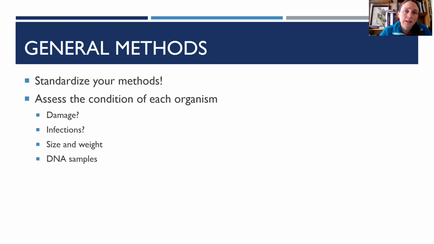You might want to take a DNA sample, blood, or a small piece of tissue or hair. You might want to take some photographs. Depending on the type of organism, if it's an amphibian or a reptile, you might want to measure its snout to vent length. So from the tip of its nose to basically, not the tip of its tail, but where the tail meets the body, snout to vent.